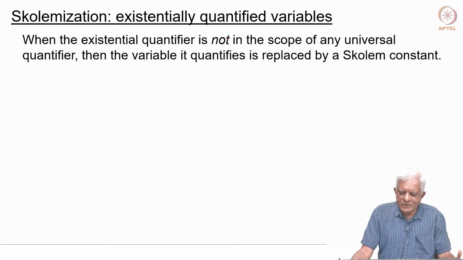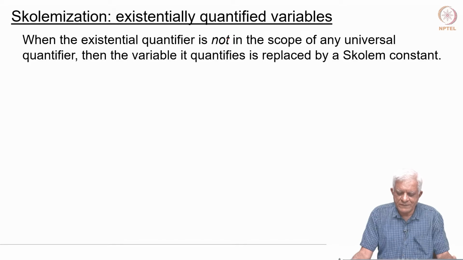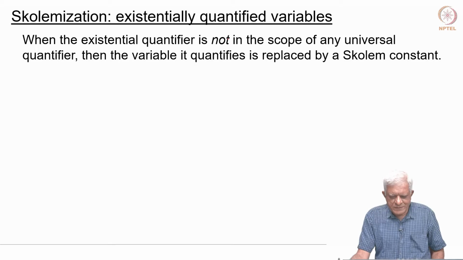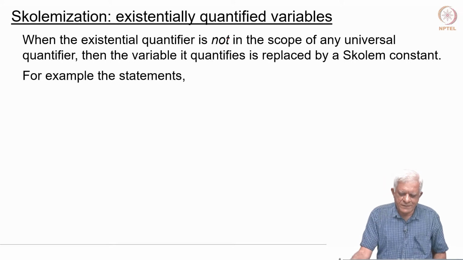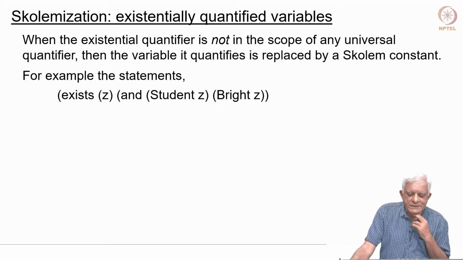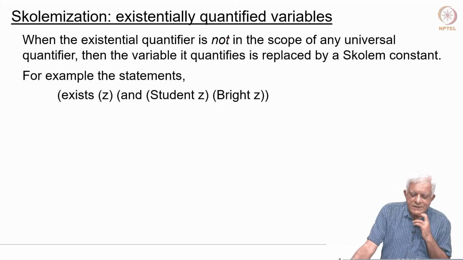When the existential quantifier is not in the scope of any universal quantifier, then the variable it quantifies is replaced by a Skolem constant. Remember, we said that Skolem was the logician or mathematician who came up with this idea first. So, look at these examples. This says some student is bright, which we are writing as exists Z, student Z and bright Z essentially.